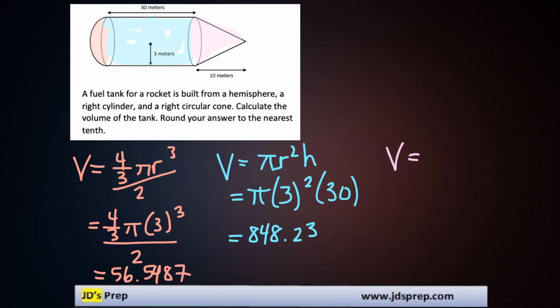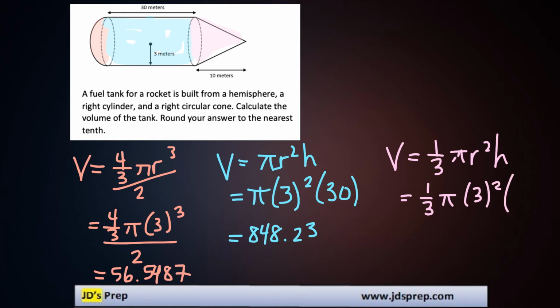All right, so now let's finish off with our cone. And the volume of a cone is 1/3 times pi r squared h. Okay, so 1/3 times pi. Now the radius of our cone is still the same, it's still 3. And the height of that cone, you can see in the diagram, is 10 meters. That gets us a value of 94.2478. Just rounding off there.